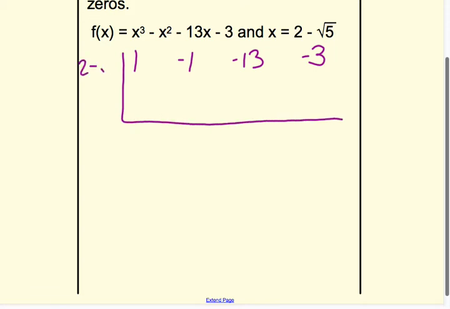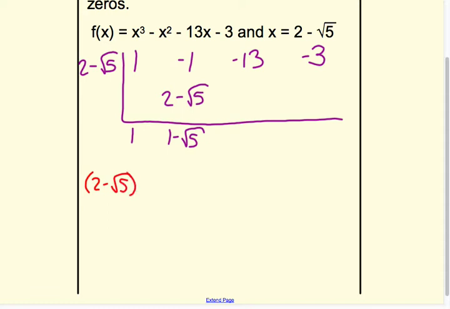Again, x equals, so we're going to use the root that we're given. Drop down the 1, multiply by 2 minus root 5. Add to the negative 1, so we get 1 minus the square root of 5. Now we have to multiply this binomial by the 2 minus root 5 binomial. So I'm going to show my work so that I don't lose track of anything and you guys can follow what I'm doing here.